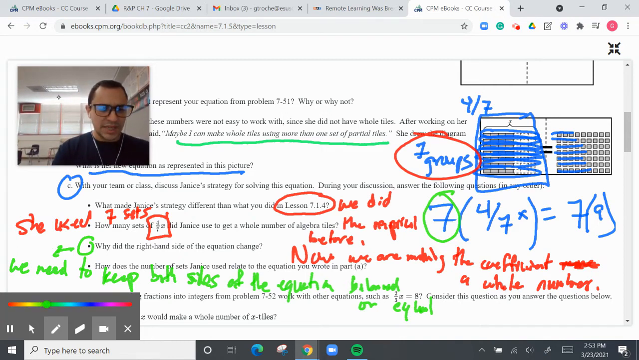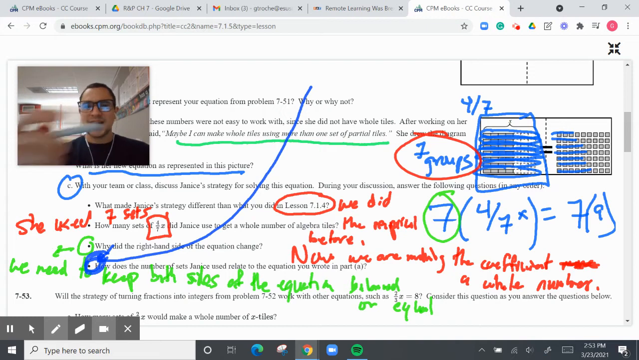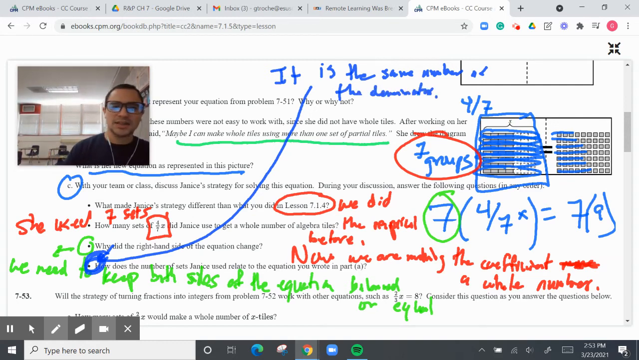All right. And then the last one, we have this one right here. So how does the number of sets Janice used relate to the equation you wrote in A? So this one right here, which is this last question, it's the same as the denominator. Because this is my 7, and that's what we use right there.